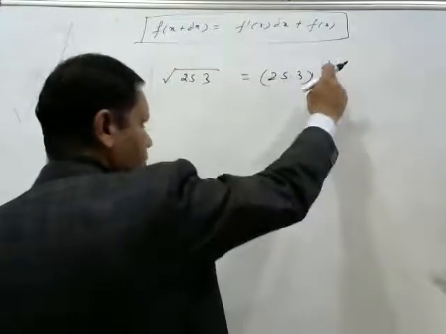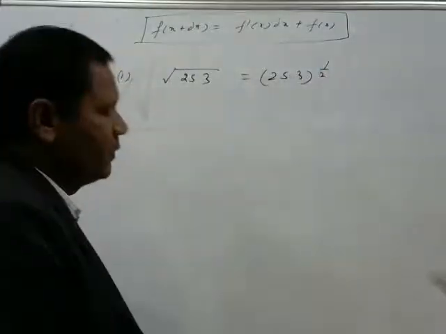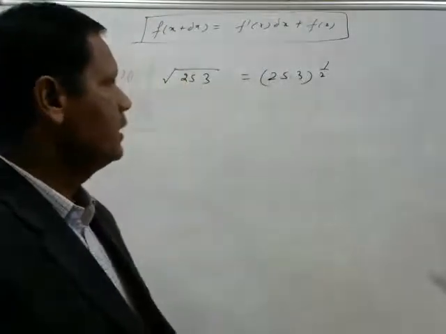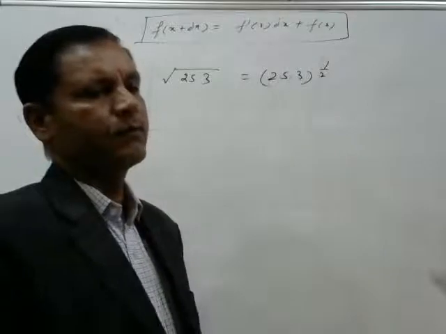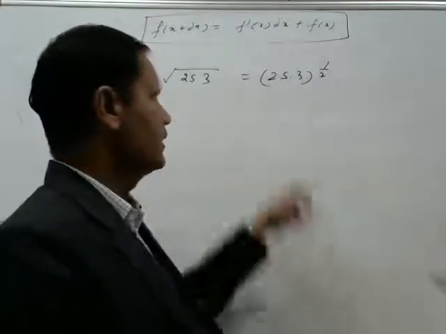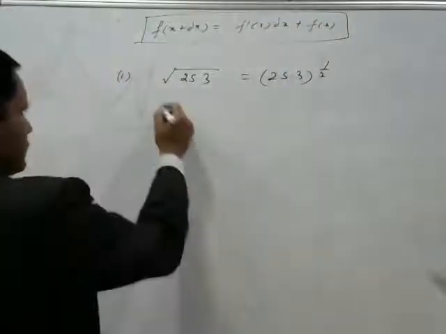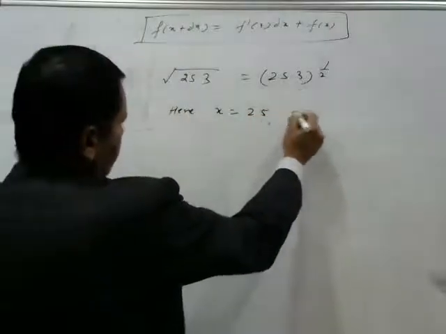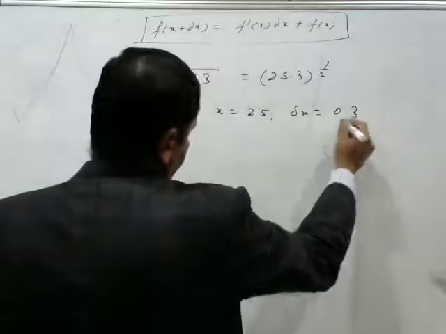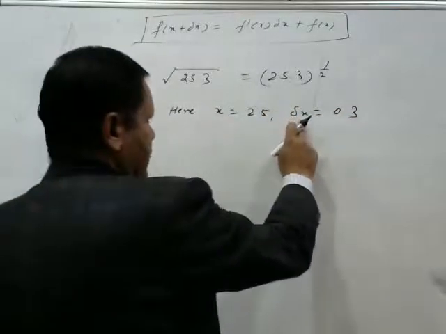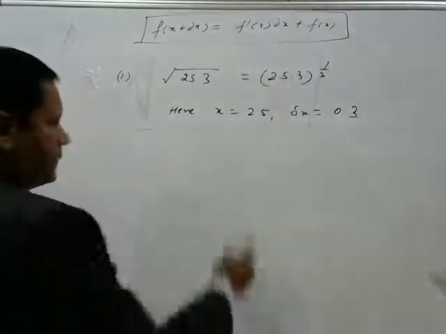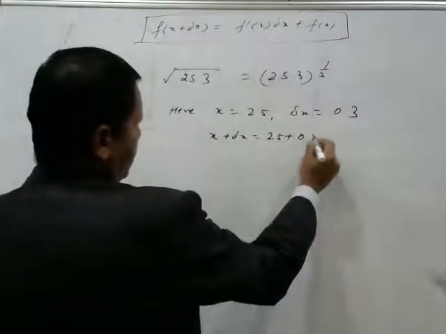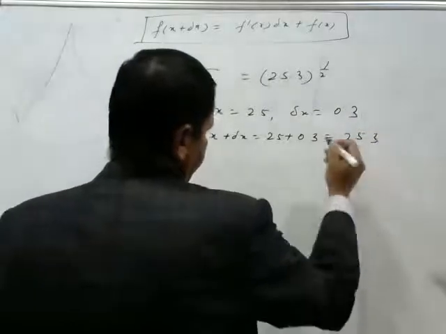If the power is 1 upon 2, then you have to think of a number whose perfect square is very near to this number 25.3. And it is very clear, if I take x is equal to 25 and delta x is equal to 0.3, so that x plus delta x will get 25.3. x plus delta x is equal to 25 plus 0.3 is equal to 25.3.